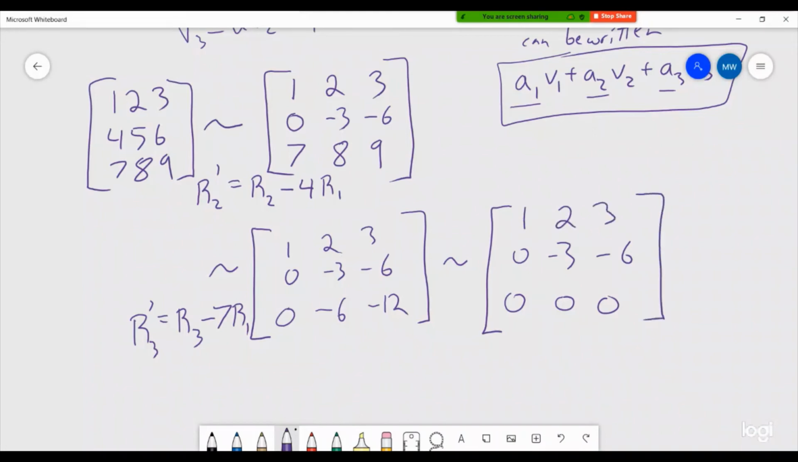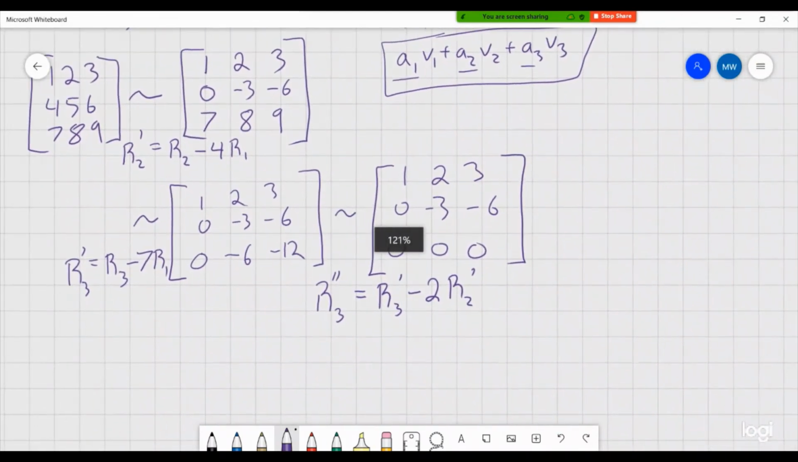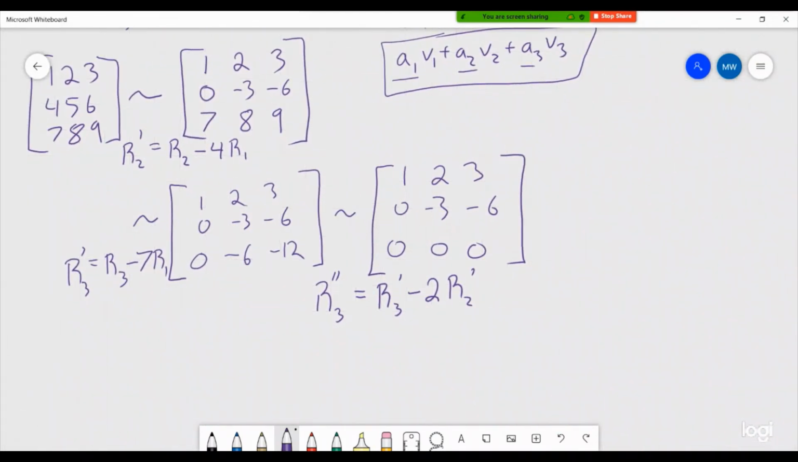By saying, okay, our new row 3, because our old row 3 is row 3 prime, is going to be row 3 prime minus 2 of our row 2s, which were row 2 prime. And so we have successfully gotten down to this point. This is where we can then use our row reductions that we kept track of to figure out what the linear combination is to get rid of row 3.